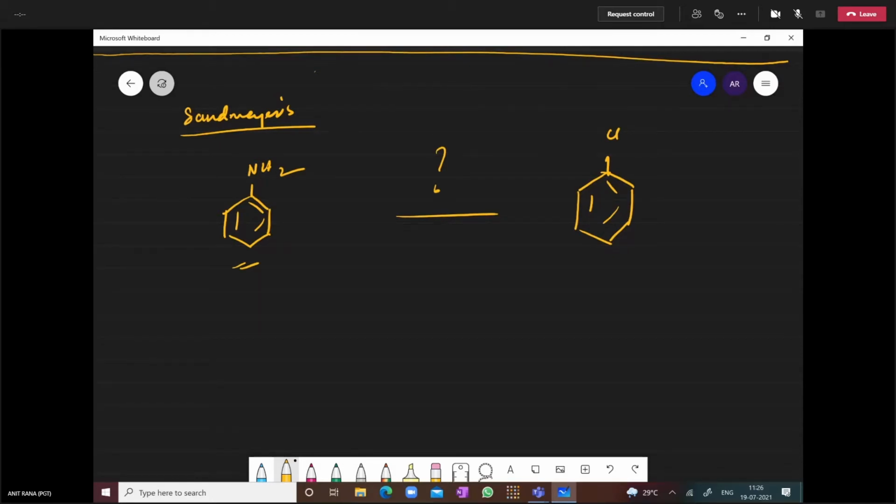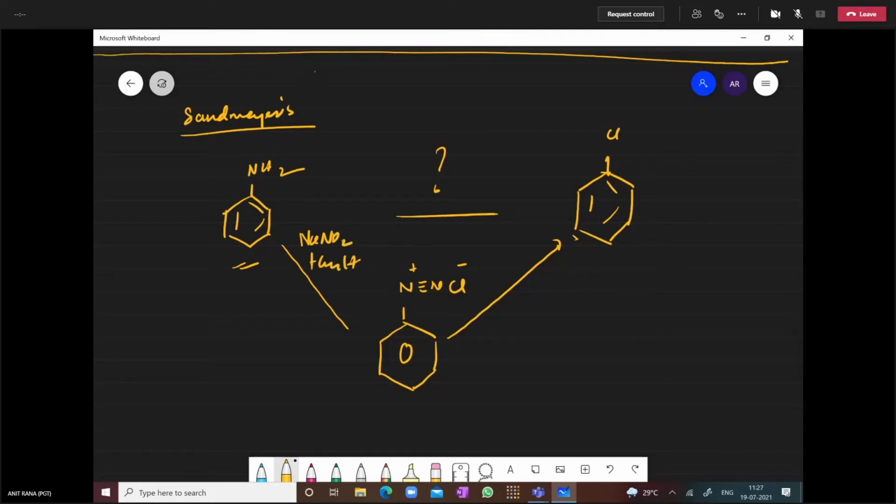For aniline, you will not get this directly. There is some intermediate in between. You have to treat it to convert it into diazonium salt, no? And then for the diazonium salt, I'll accept your answer now of cuprous chloride and hydrochloric acid. Then you will get chloro. But aniline will not give you chloro directly. It is through formation of diazonium. So formation of diazonium requires what? Sodium nitrite plus concentrated HCl.